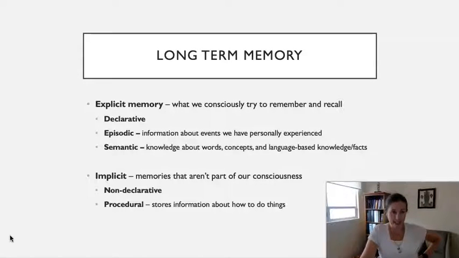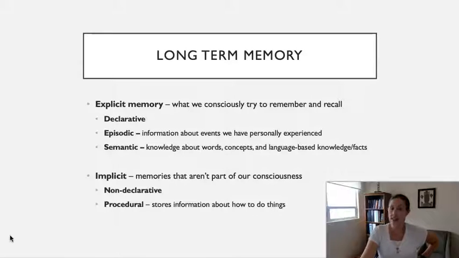Explicit memories are also called declarative memories. This is what you consciously try to remember and recall. This is what you know that you know. Explicit, declarative memories can be divided into episodic and semantic. Episodic are information about events that you have personally experienced. Your memory of your high school graduation is an episodic memory. Your memory of your 18th birthday was an episodic memory.